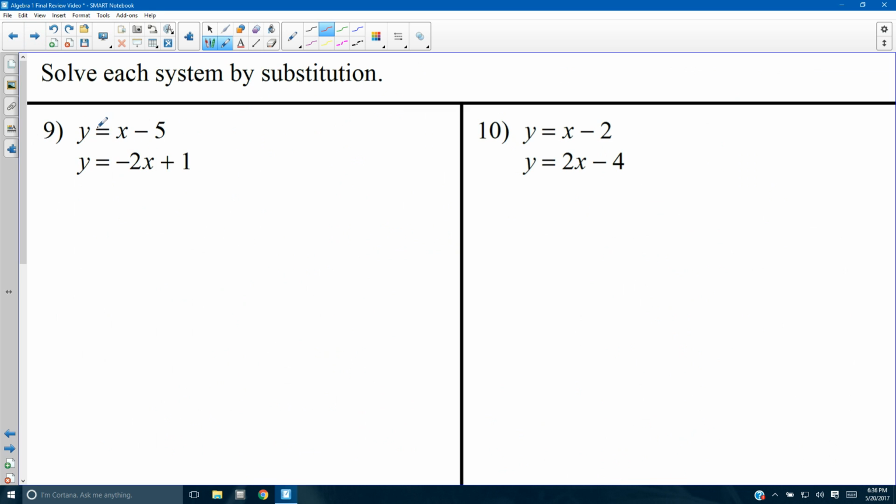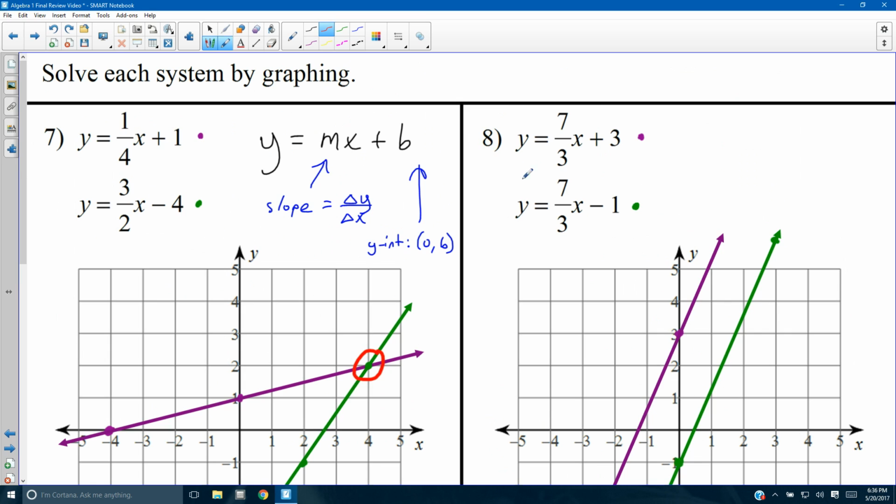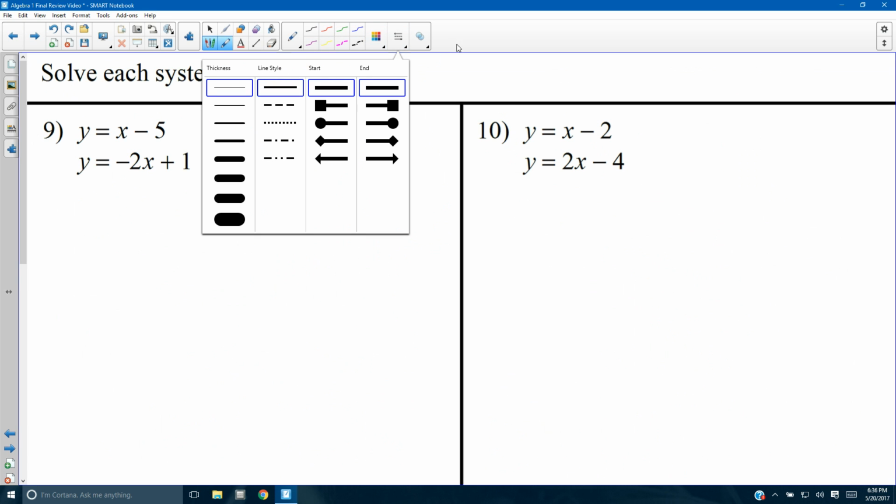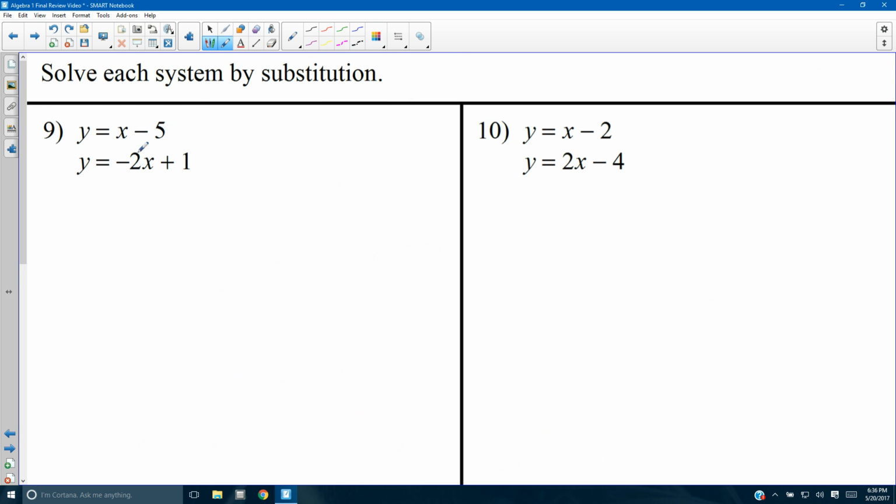Solve each system by substitution. Number 9, y equals x minus 5, y equals negative 2x plus 1. Now, I was just mentioning that before, these problems were in y equals mx plus b, right? Number 7, number 8. These also are in y equals mx plus b, so it's completely okay to graph these as long as they're drawn to scale and such. These ones don't have fractions, though, so maybe it's a little more convenient for us to find other mathematical means.